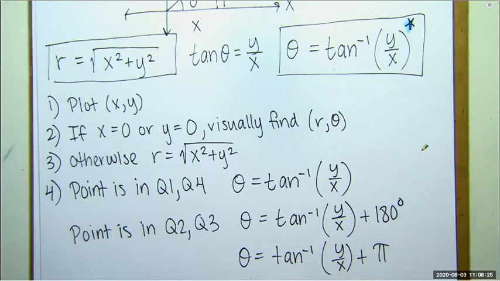Okay, so adding 180, adding pi, that bumps us from quadrant 1 or 4 into the right quadrant. And then step 5, you should always check your answer visually and make sure that that makes sense.